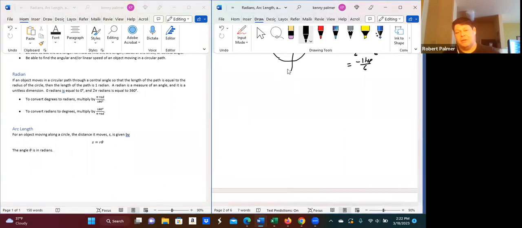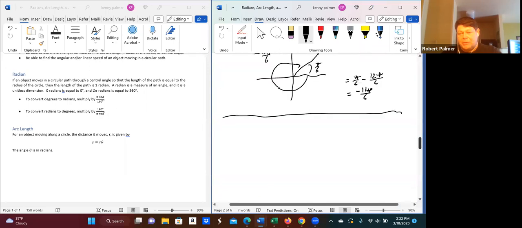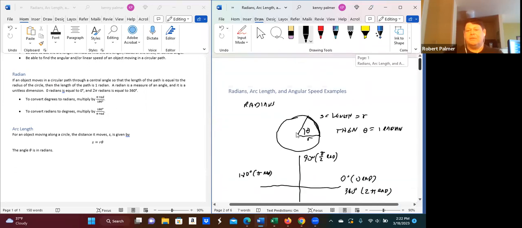Let's start right here. So we said above, let's go back to up here. We said that by the definition of a radian, if you had some circle with radius r, with a central angle coming from the center, and you go the distance along the circular path, which we call s, and s is equal to r, then theta is called 1 radian.